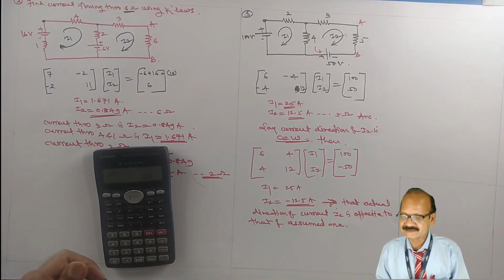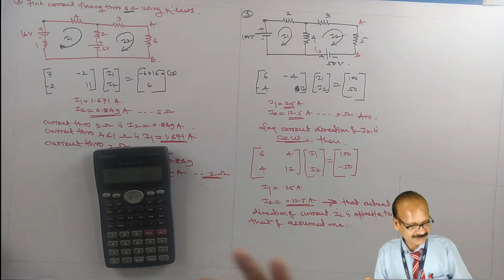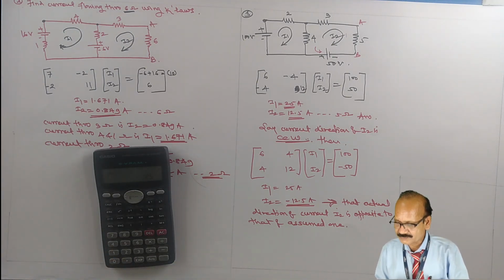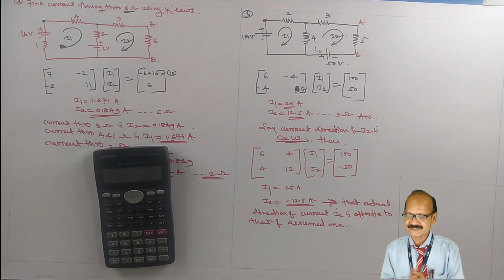But no matter, you can consider any direction of current. On solving the question, if the answer is found negative, then the actual direction is opposite to that of the assumed one, and if it is positive, the assumed direction is the actual direction.